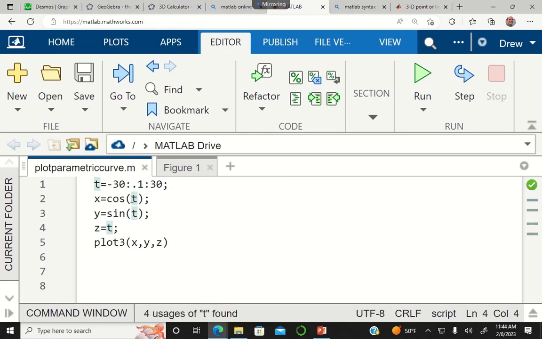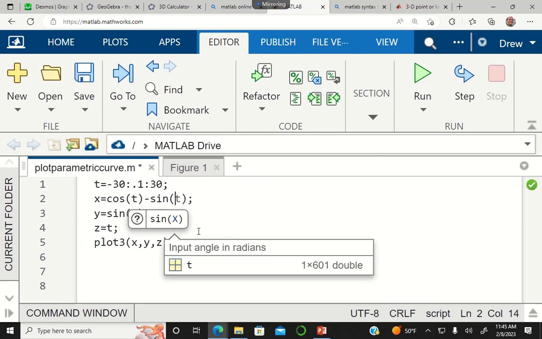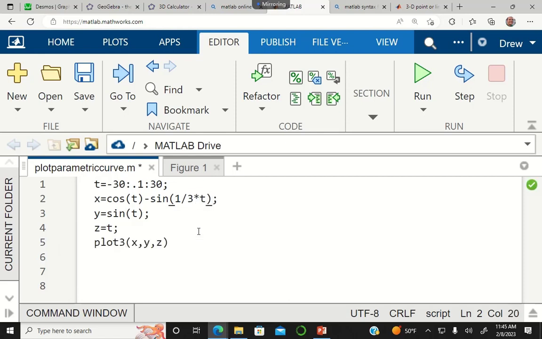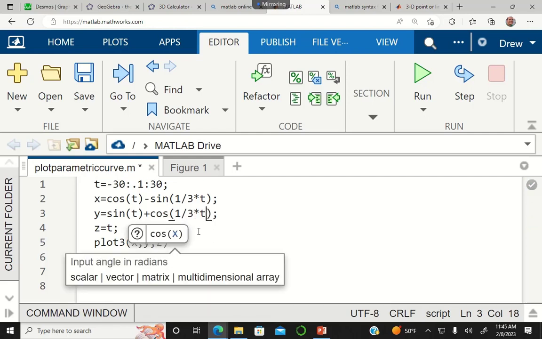And then, yeah, we still have 6 minutes left, so we can mess around with this a little bit. What if this is sine of 1/3 times t? And this is going to be plus cosine of 1/3 times t.